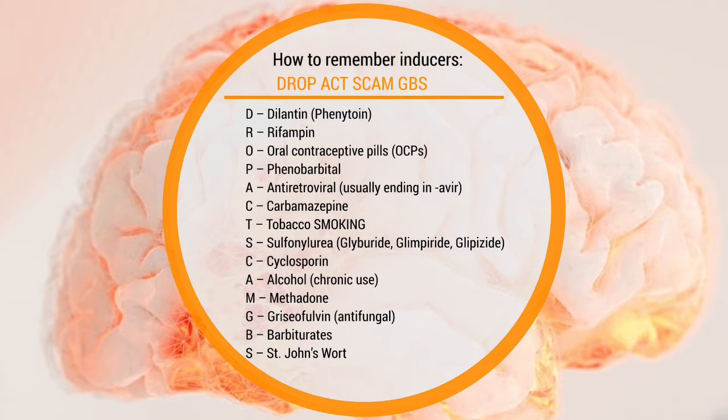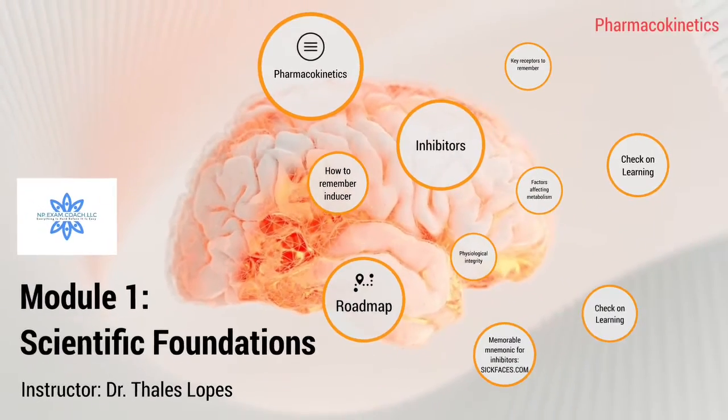So, do you have to memorize the inducers and inhibitors? No. I would suggest for you to memorize one, and I like the DROP ACT SCAM GBS as your inducer, making less of the medication available in the body. If you have a medication and they are using any of those medications described here by the DROP ACT SCAM GBS, you will have a subtherapeutic level because they are inducers of other drugs.